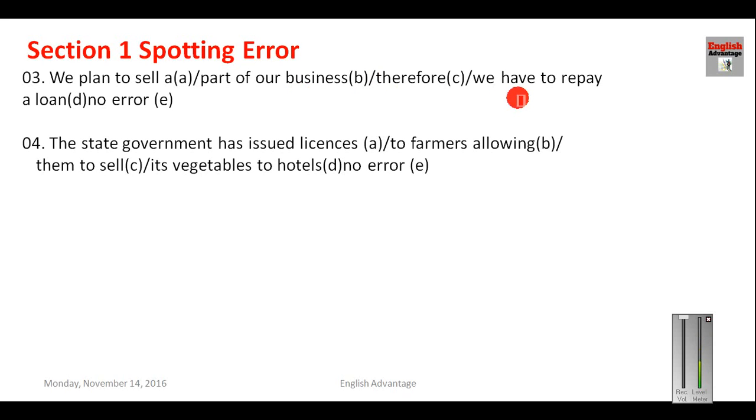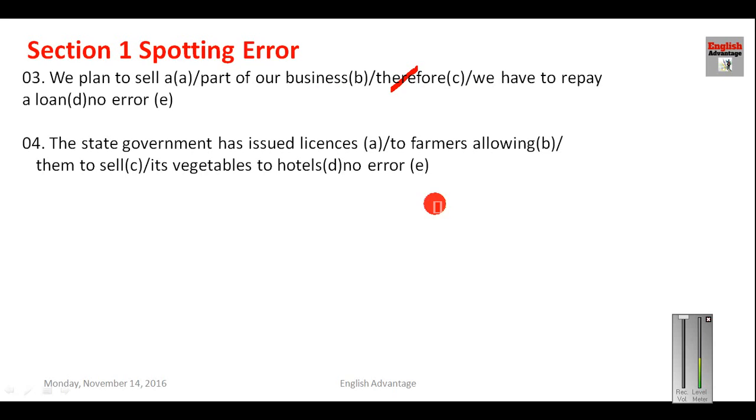Because we have to repay our loan. Just see these two sentences. We have to repay our loan. That is why we plan to sell a part of our business. So in place of this word therefore, you have to replace this word with because; this sentence is indicating the reason and this sentence is indicating the result. Okay, we plan to sell a part of our business because we have to repay our loan. So therefore will not come here, and in place of therefore you have to say because. So C will be your answer in question number 3. Please write down your answer. If your answer is matching my answer, you have to give yourself 1 mark. Otherwise you have to do the minus marking of 0.5 marks.